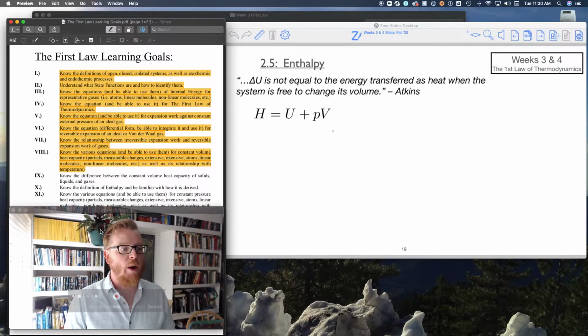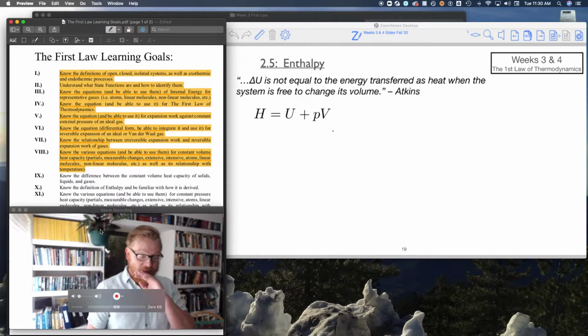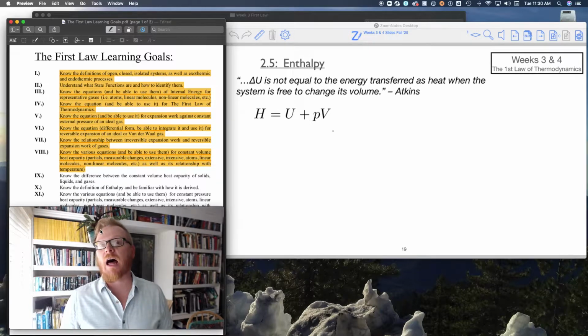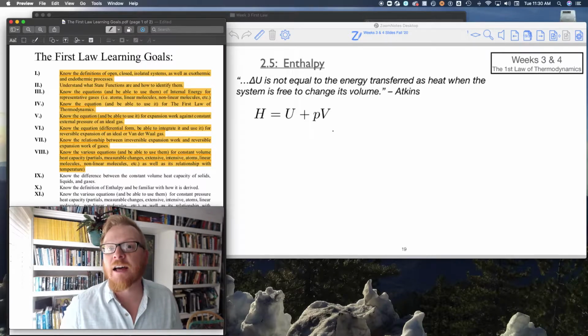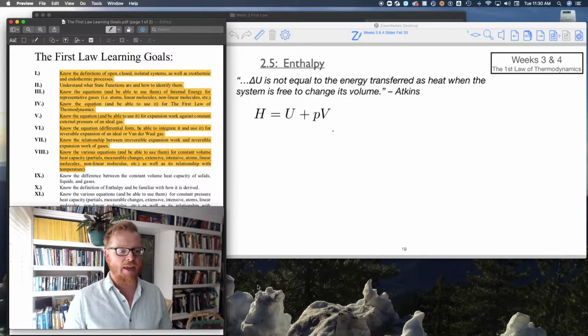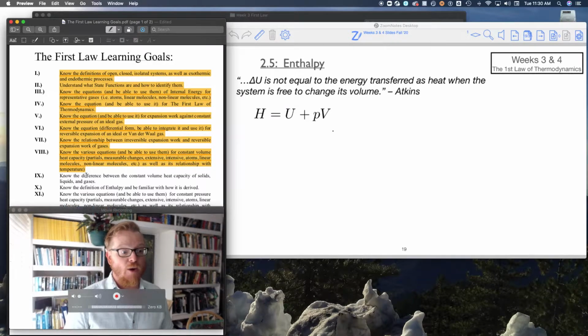So there were a lot of equations that I talked about for constant volume heat capacities. You don't have to memorize them if you know how to apply the degrees of freedom, right? So heat capacity for a solid is 3R. Heat capacity for a nonlinear gas is also 3R, and so forth. So be able to comfortably navigate through all of those. Okay, know the difference between constant volume heat capacity of solids, liquids, and gases.